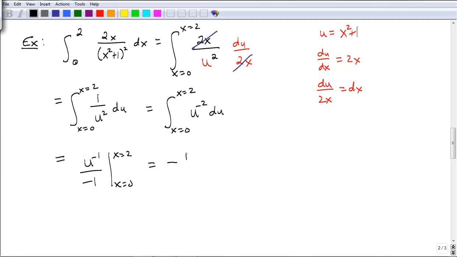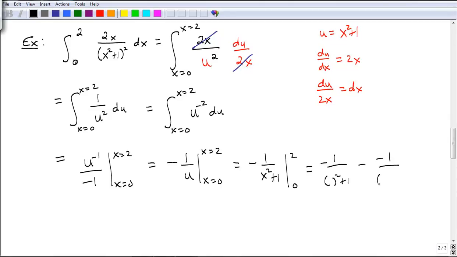U to the negative 1 is 1 over u, and the negative 1 on the bottom makes 1 over u negative. But I can't plug in 0 and 2 because those go with x's. So before I can plug in my 0 and 2, I have to put my x's back in, and that means I can replace u with x squared plus 1. Now I can put in my 0 and my 2. So I put in 2, and I put in 0, and I look and see what I get when I integrate.